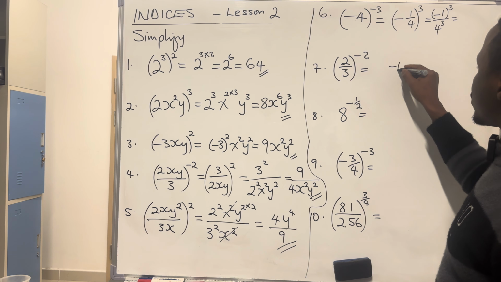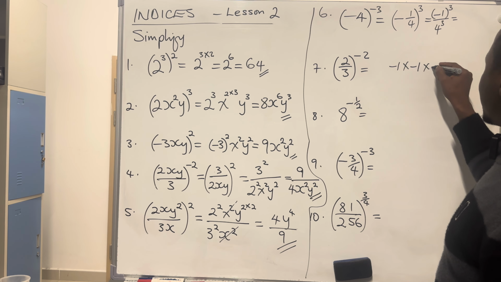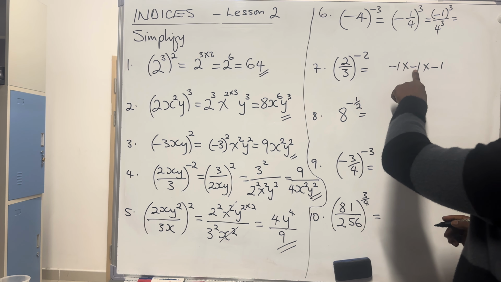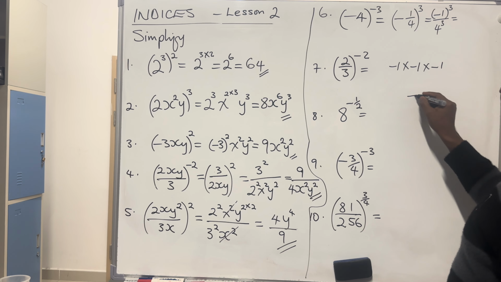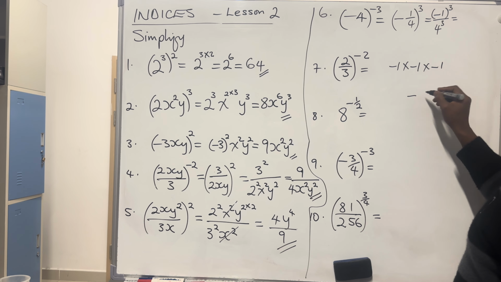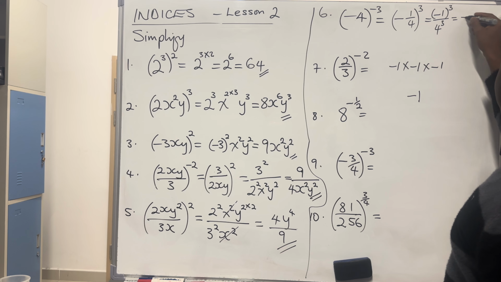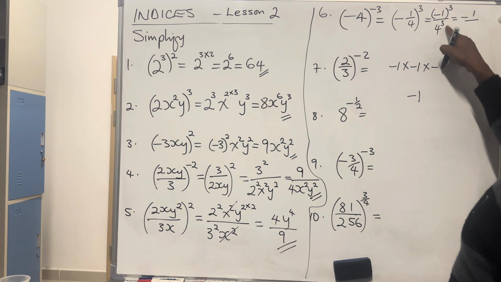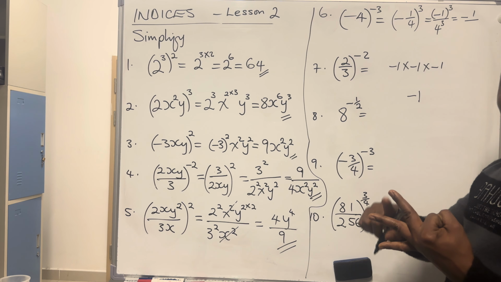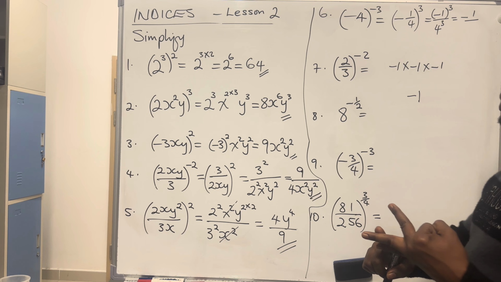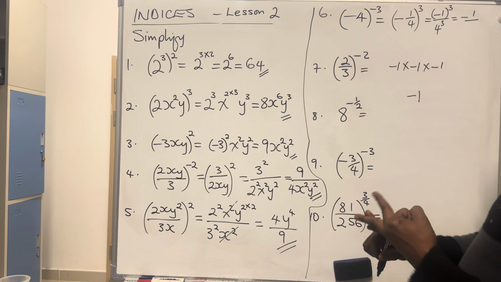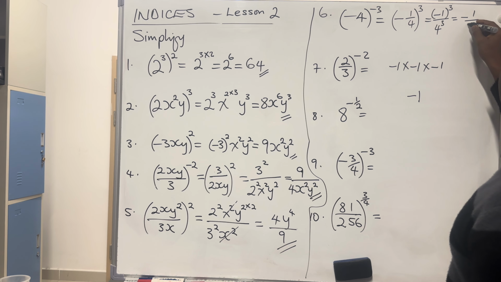So it's like minus 1 times minus 1 times minus 1. Minus times minus is plus. Plus times minus is minus. 1 times 1 is 1. 1 times 1 is 1. So the numerator gives minus 1. 4 to the power 3 means 4 times 4 times 4. 4 times 4 is what? 16. 16 times 4, 64.